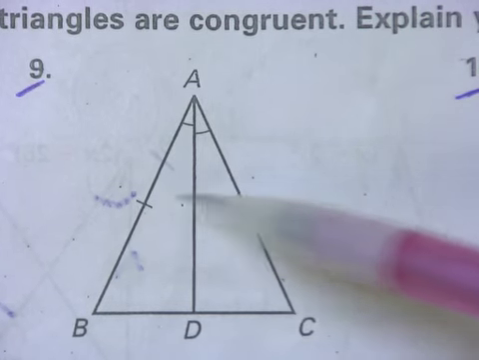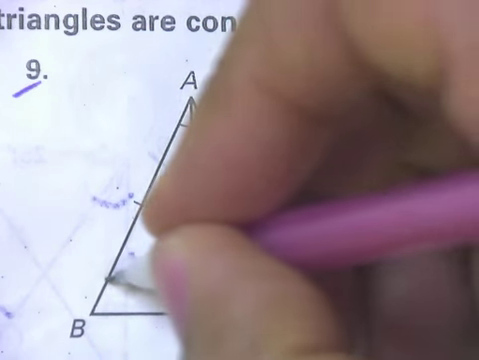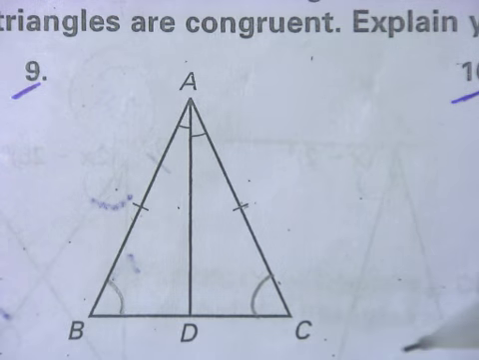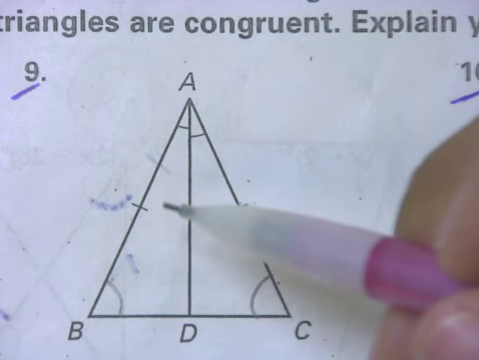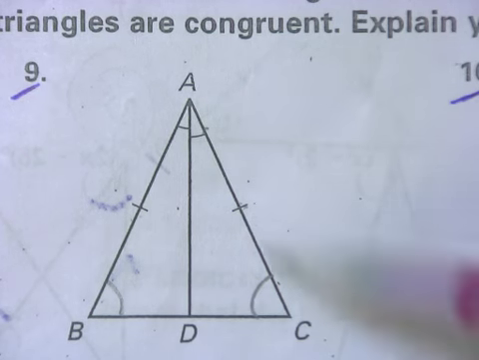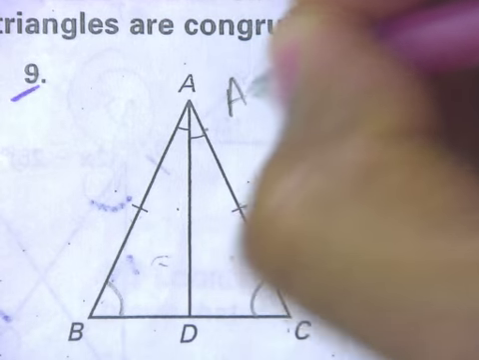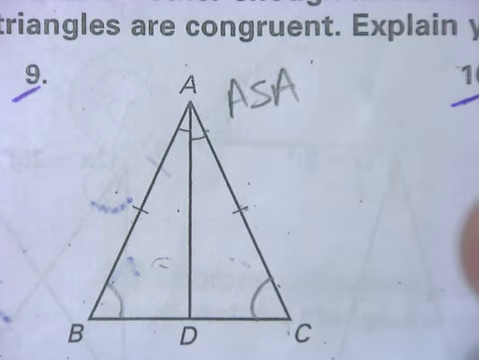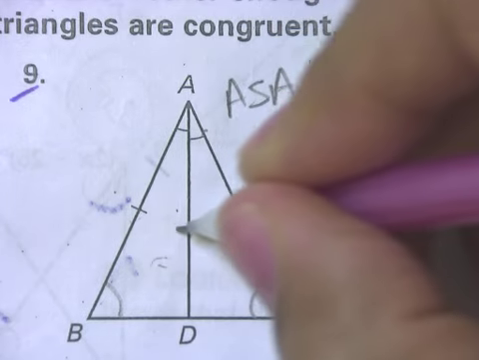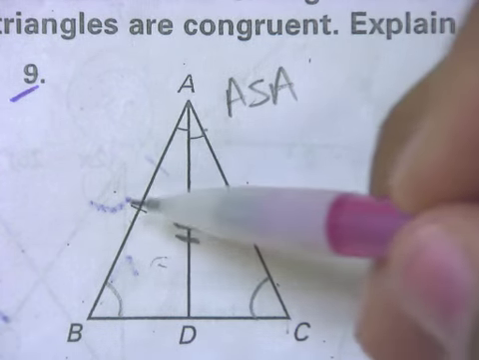Moving on to question number 9. Again, they're asking us to use the rules of congruency. I have an isosceles triangle here, and I know that in an isosceles triangle, the base angles are congruent. Right away, I can see one of the rules already. I have an angle, a side, and an angle, matching the same angle, side, and angle. So I know that these two triangles are congruent by the angle, side, angle rule.